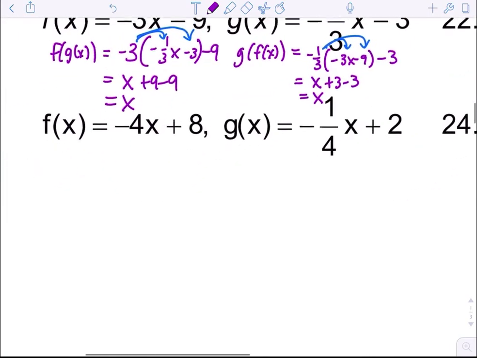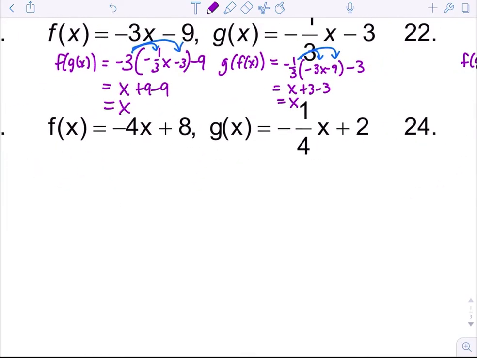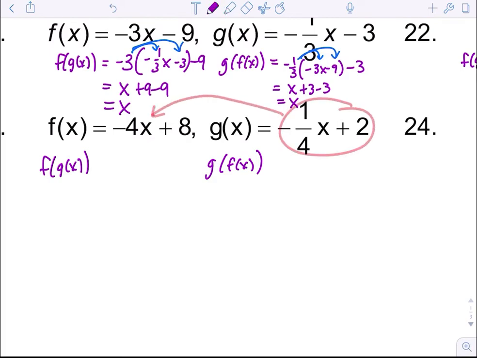Alright, 23. Same deal. So we got f of g of x and g of f of x. So f of g of x, you substitute this whole thing in for there. So you're going to get negative 4 in parentheses, negative 1/4 x plus 2 plus 8. Distribute this to both. So we're going to get negative 4 times negative 1/4 is x. Negative 4 times 2 is negative 8. And this is going to give us x.